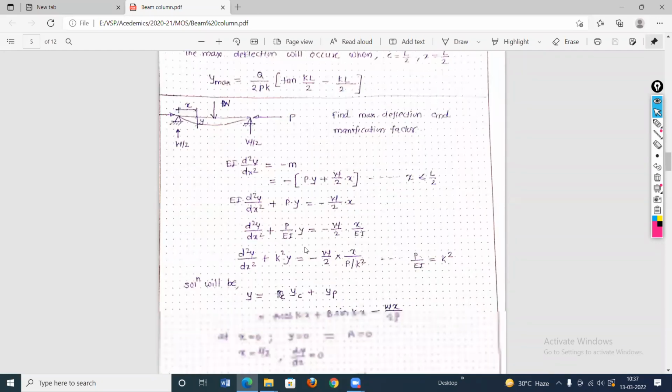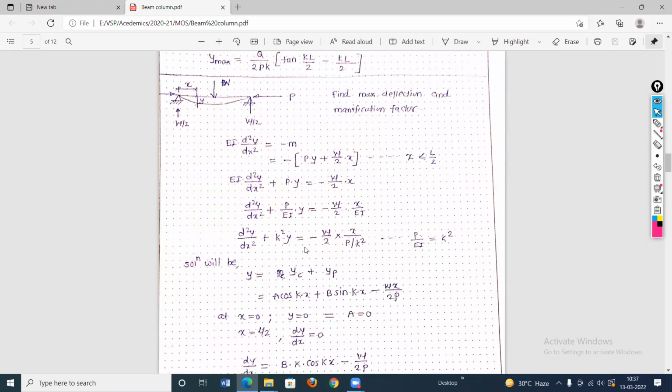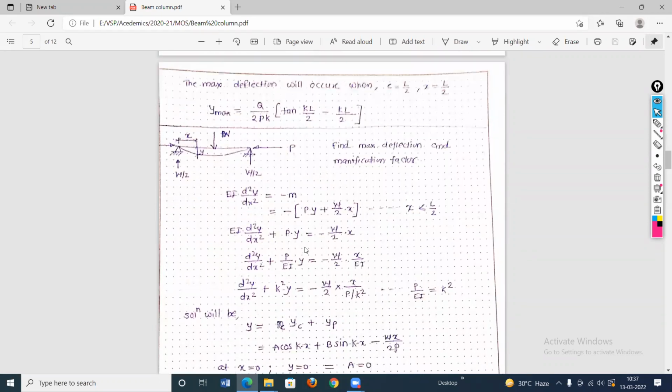Good morning. We'll go for the second example. Third, in fact, it is the third example. So in the beam column case, suppose the point load is exactly at the center, of magnitude equal to W. Then what will be the equation for slope and deflection by using the moment curvature relationship, that we'll see.